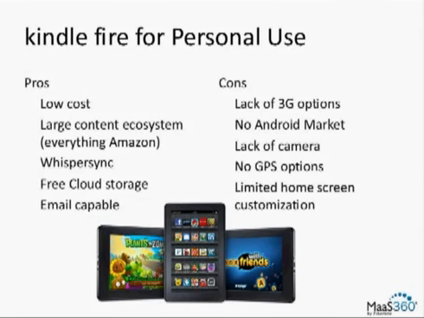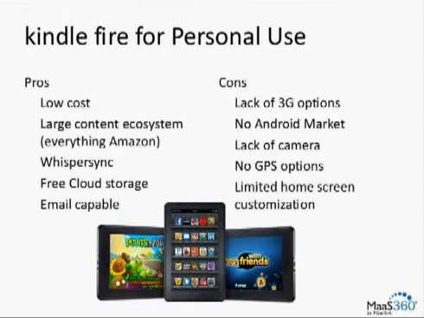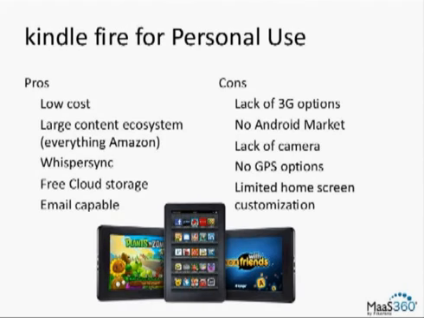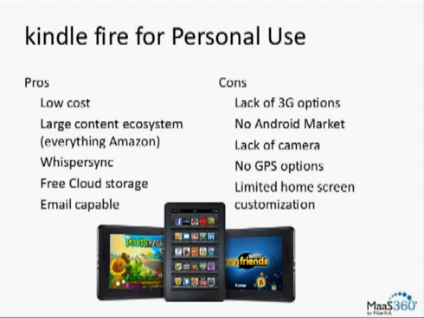Speaking of that, there's the large content ecosystem. Since it's an Amazon device, it's very Amazon-centric. That means you get your books, your magazines, your movies, all your media, your music, as well as Android apps and your games. So you essentially have an e-reader sitting on top of Android where you can still play your Angry Birds, get your email, listen to music, and watch movies, all from one device. If that's what you're looking to do and not much more than that, then this would be the device for you.